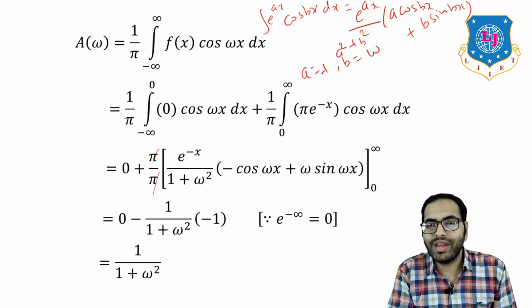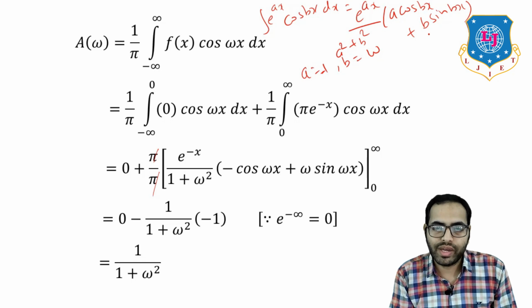Substituting the values of a equal to minus 1 and b equal to omega, we get e raised to minus x upon (minus 1) whole square plus omega square, into minus cos of omega x plus omega sin of omega x. Then applying the limits, upper limit minus lower limit.